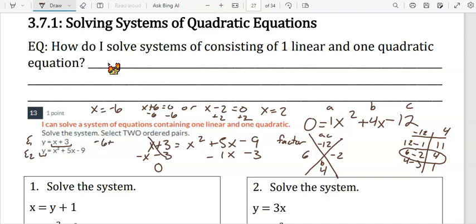So we have negative 6 plus 3 equals negative 3. And then we have 2 plus 3, that's 5. So we have two solutions. We have negative 6 comma negative 3, and we have 2 comma 5. If you were to graph these two equations, you would find that they cross 2 times, the quadratic and the linear.